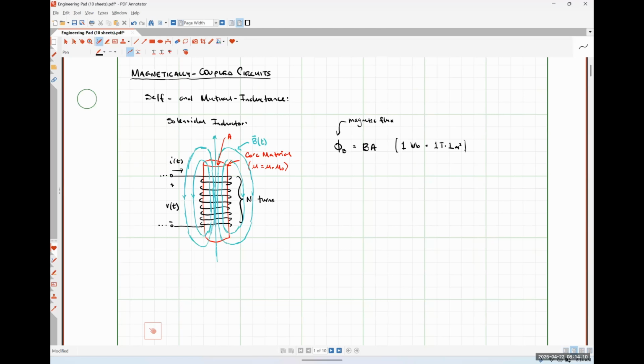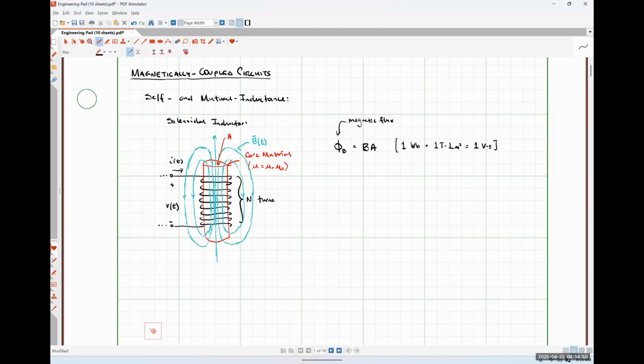But we can also define a Weber, if my stylus will write. Hold on, there we go. As simply 1 volt second. So that's our magnetic flux. And since our B field is changing with time, our magnetic flux, phi B, is also going to be changing with time in this particular system, okay?